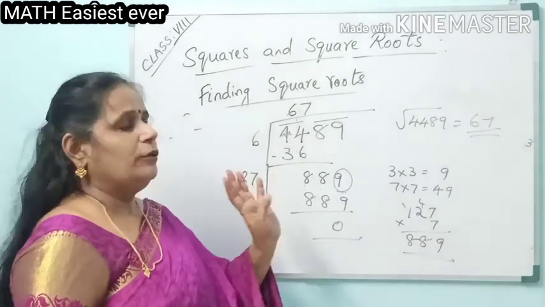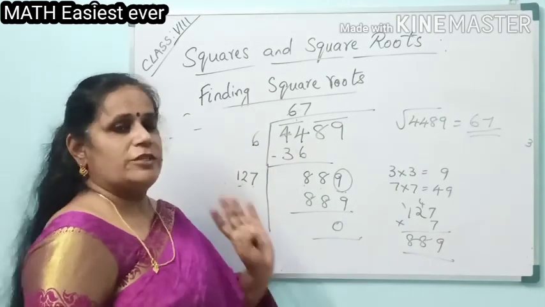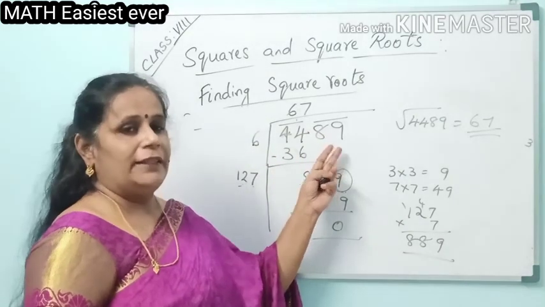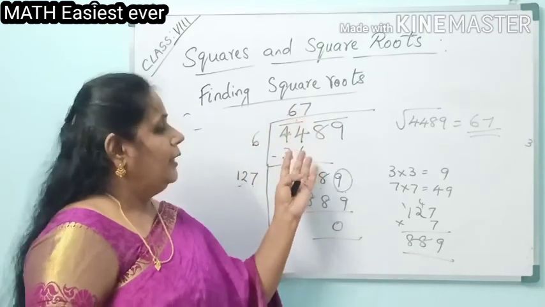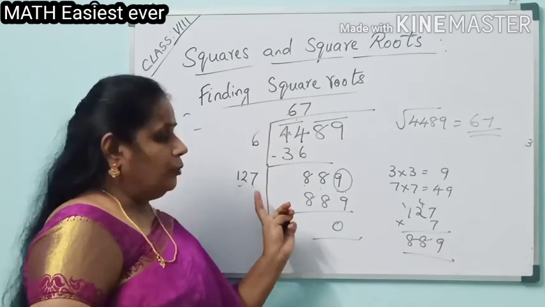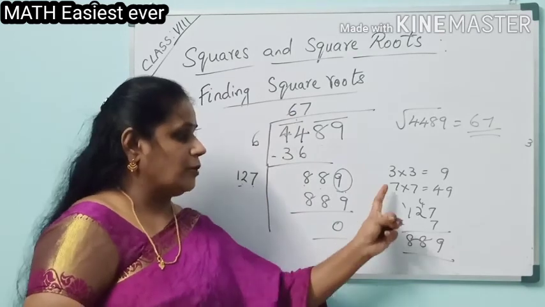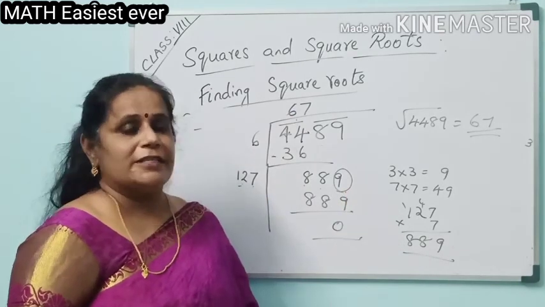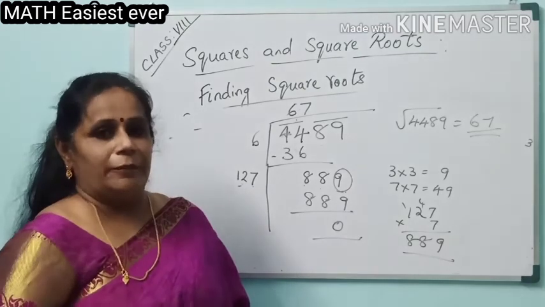Hope this division method is easy for you, provided you recall only a few steps. Placing a bar, then finding the square number, then bringing down the digits, then doubling, then finding the possible number to get the ones place. Once you practice all the questions, it will be easy for you.